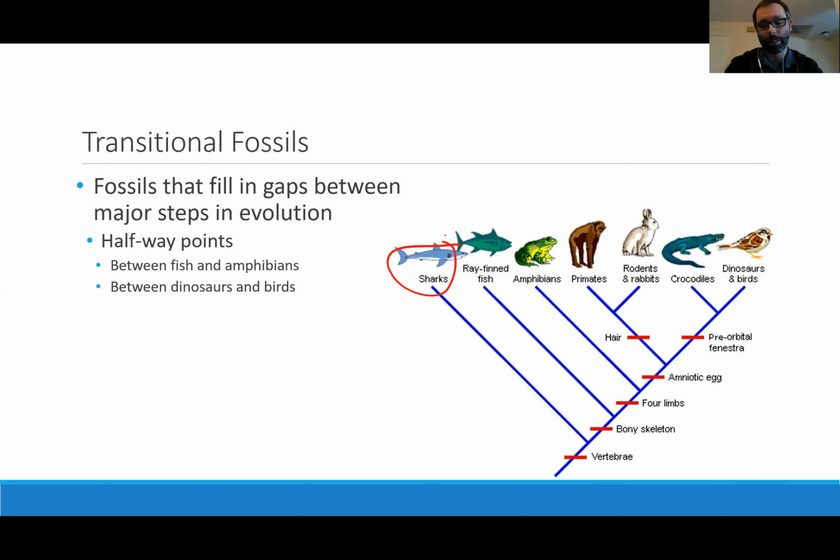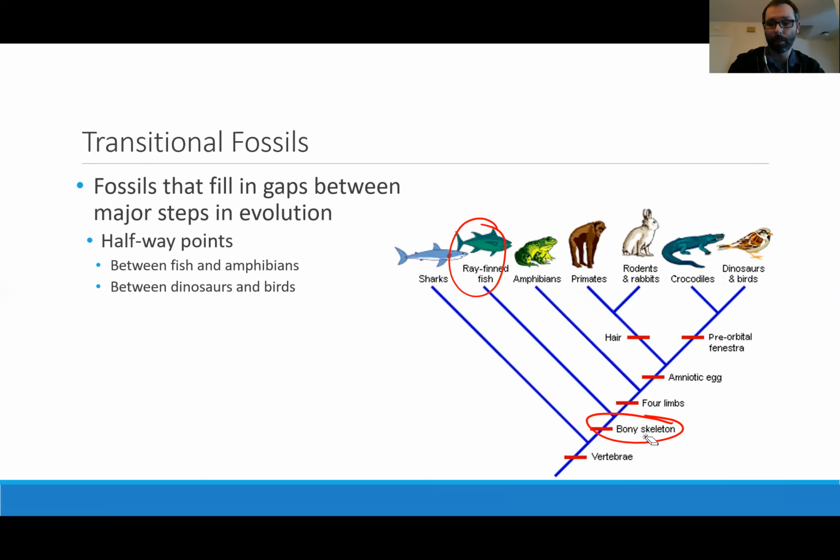And sharks were the first animals that you would recognize as actual fish, but sharks don't have true bones. They have a cartilage skeleton, right? And so then we have these things called the ray-finned fish, and they have a bony skeleton, just like all the rest of these guys do.